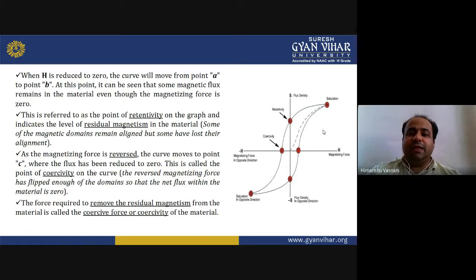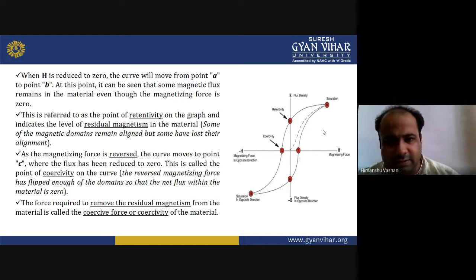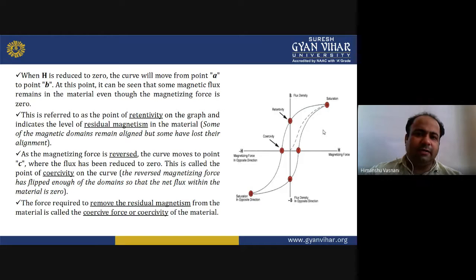They say that when H is reduced to 0, the curve will move from point A to point small b. At this point, it can be seen that some magnetic flux remains in the material even though the magnetizing force is 0. It is a property of ferromagnetic materials. If you remove the magnetizing force, there will still be some magnetic flux.